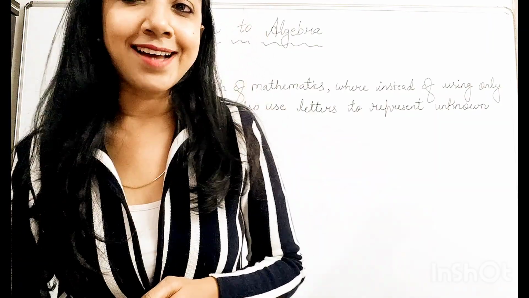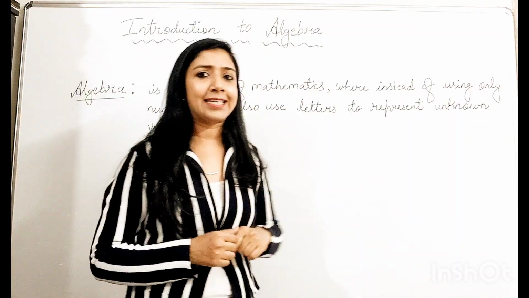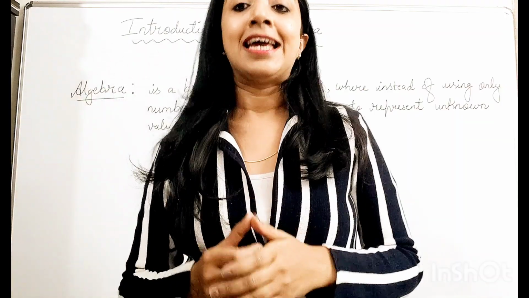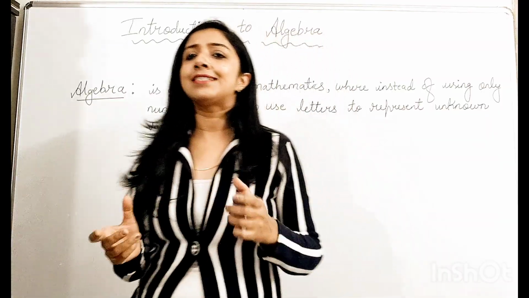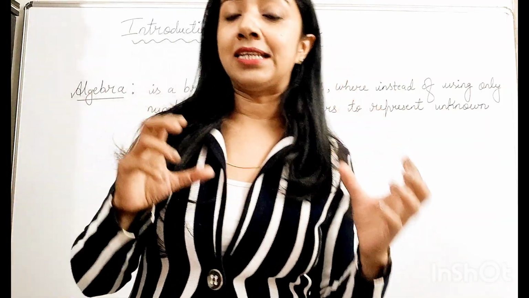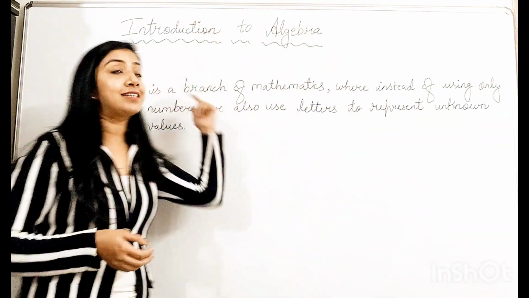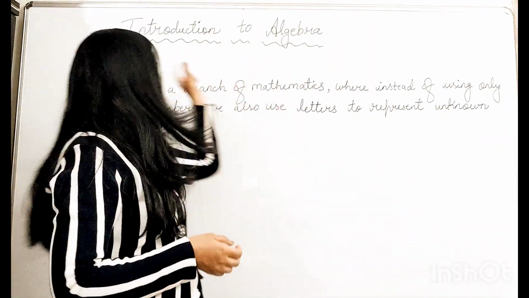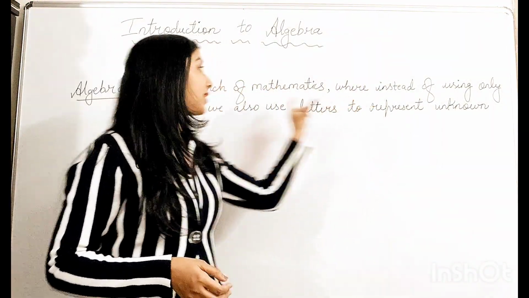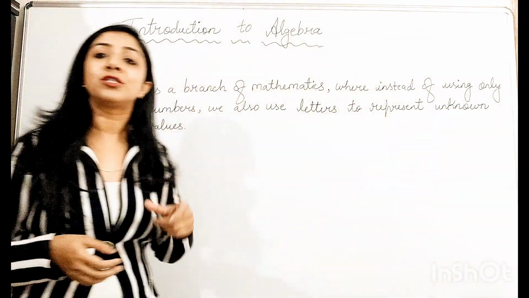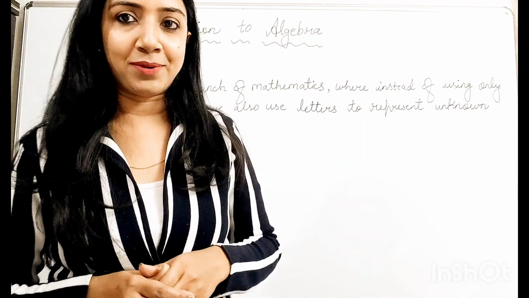Today we are going to start an exciting journey called algebra. Now what exactly is the meaning of algebra? It's a combination of both numbers as well as letters. Okay, here we see numbers as well as letters. So let's see the definition of algebra. Algebra is a branch of mathematics where instead of using only numbers, we also use letters. Okay, so this is all about algebra.